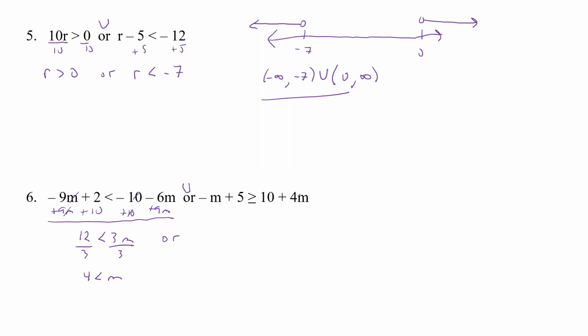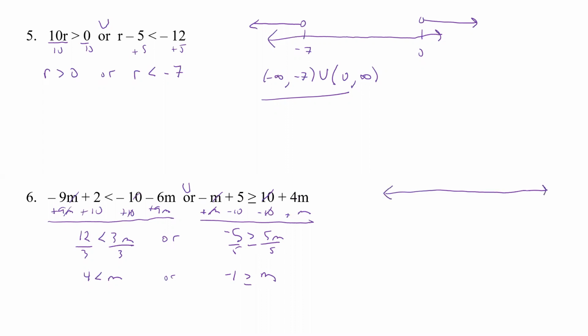Now here, we have a positive here, and there's a negative here. So let's add m to both sides. And here we have to subtract 10. So that's gone, that's gone. We have 5 minus 10, so it's a minus 5 is greater than or equal to 4 plus 1 is 5m. Now we'll divide by 5. So we have a negative 1 is greater than or equal to m. And again, you know, we have this or still.